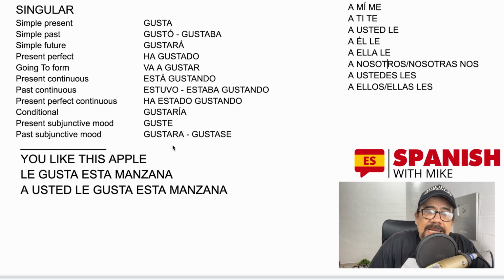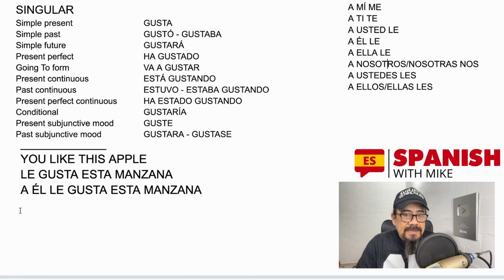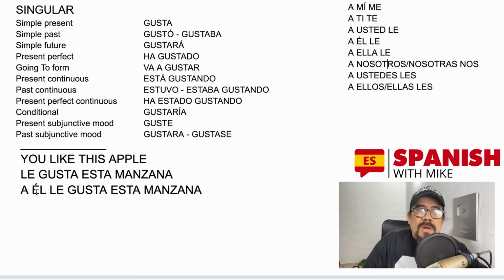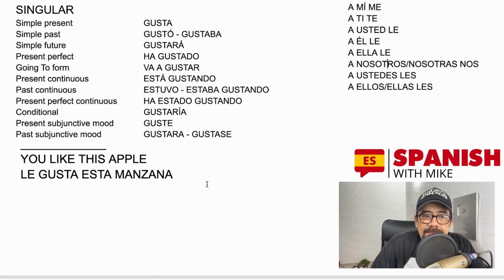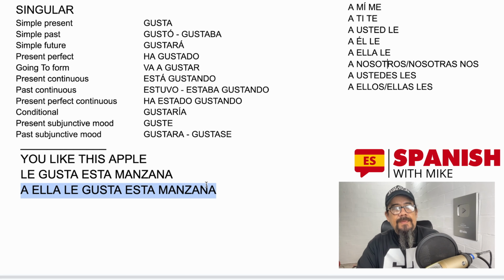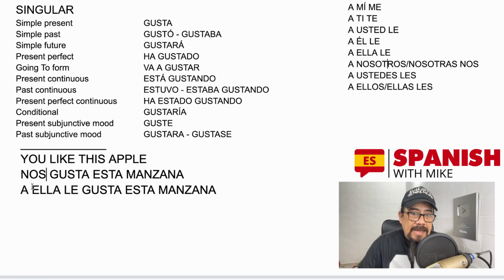If it's for she, it would be le gusta or a ella le gusta, right? Check it out. For él, a él le gusta. This is the same. We need to make sure we know whom we are referring to. A ella le gusta. This is not going to change. For it would be just le gusta. We don't use this for it. For us would be nos gusta, nos or a nosotros nos.